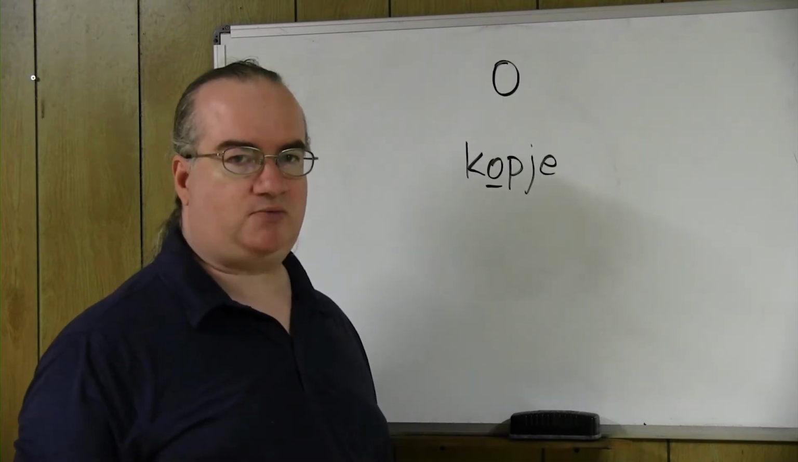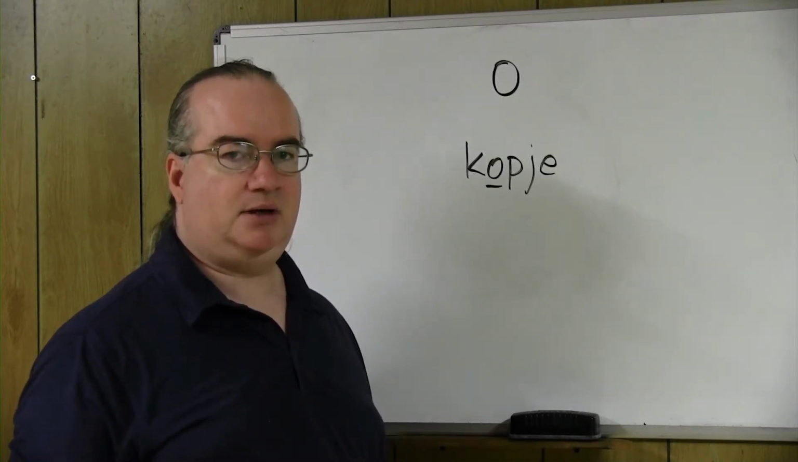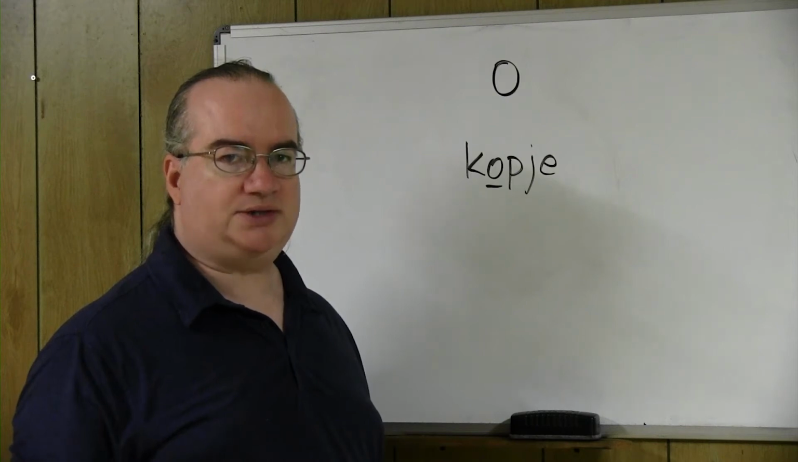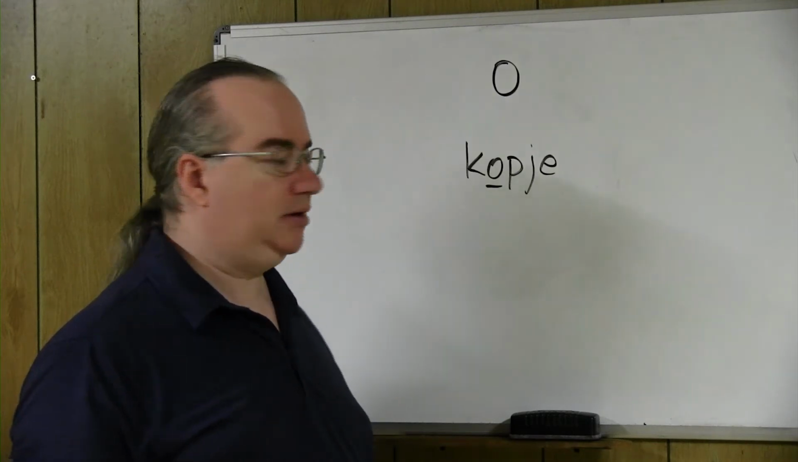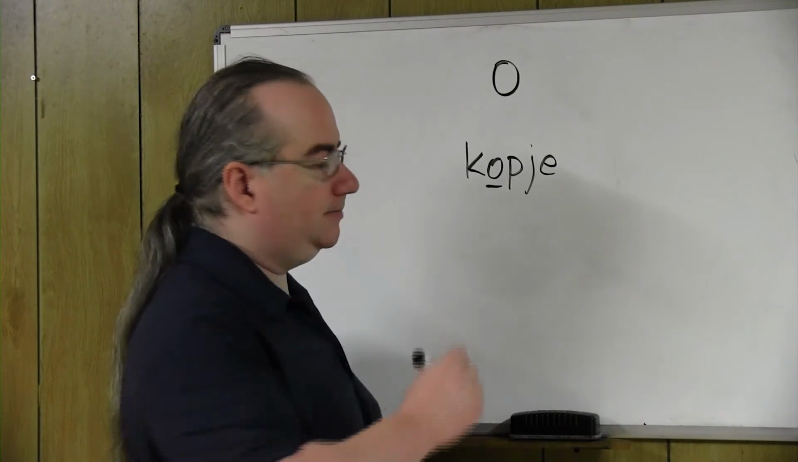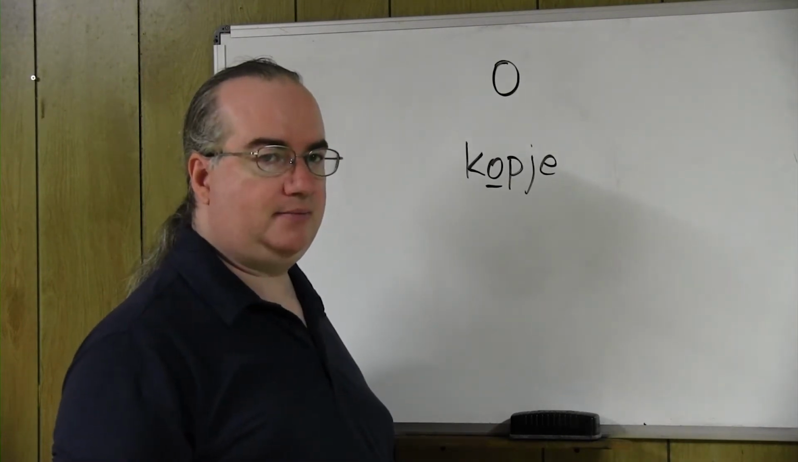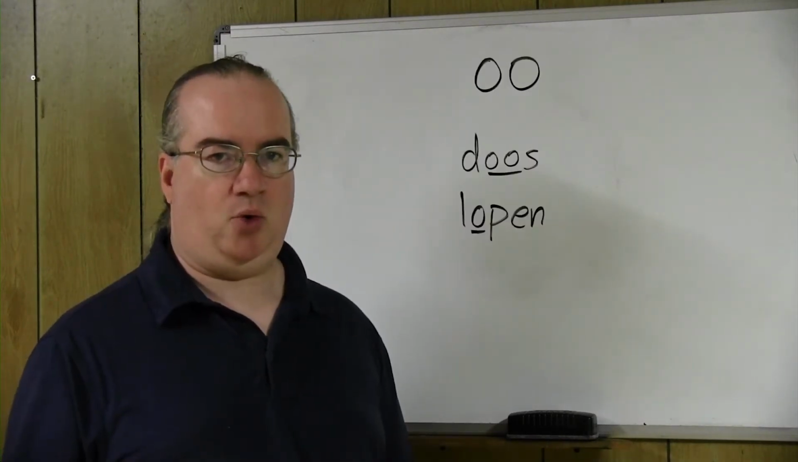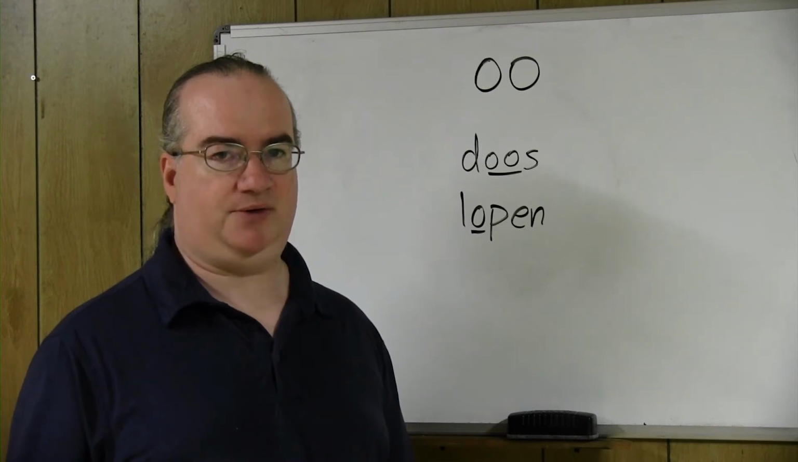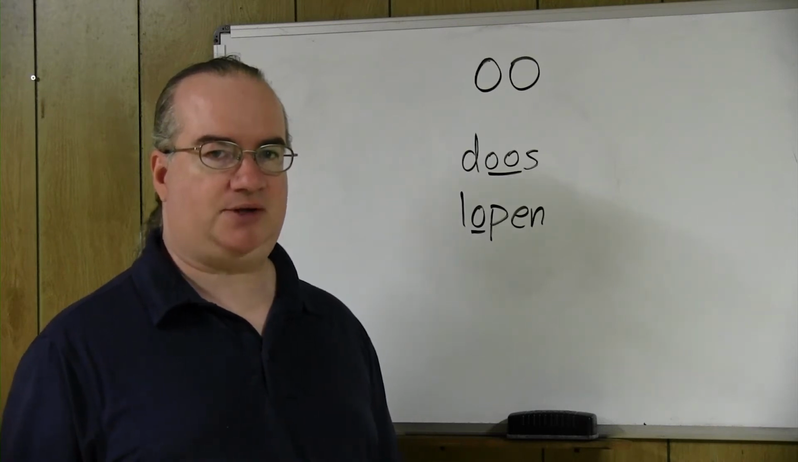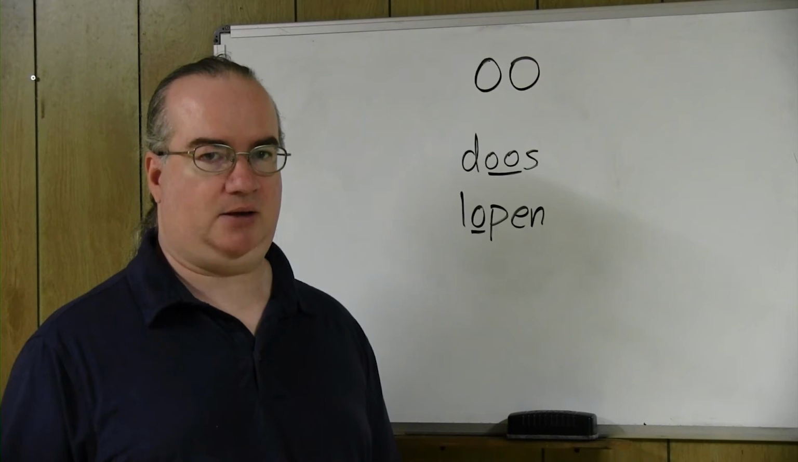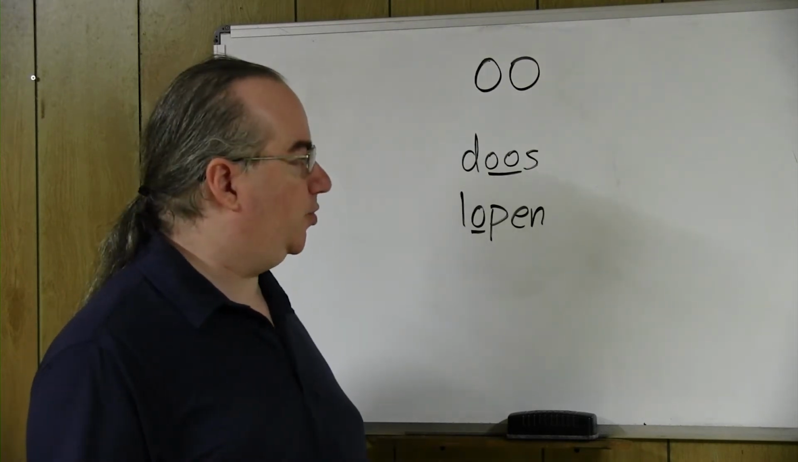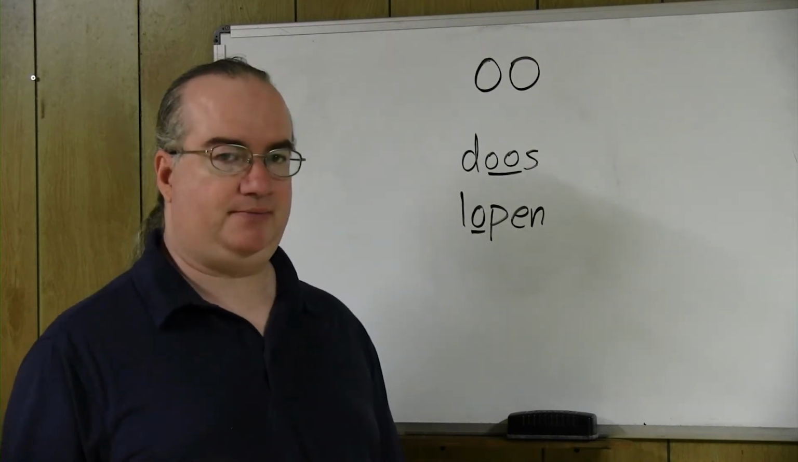The short O is rounded a bit more than it is in English. We pronounce it as an O sound instead of an A sound, like in the word kopje, kopje. The long O sounds like oh and rounded even more so than the short O, and it also follows the same pattern as the long A and the long E, like in doos and lopen.